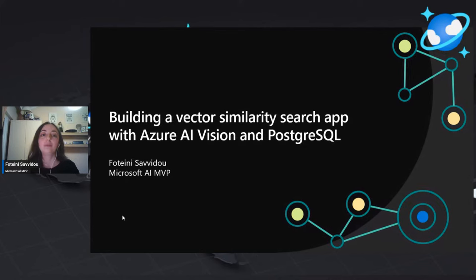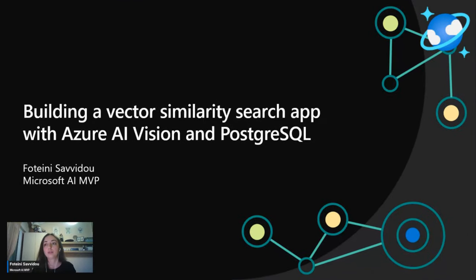So as they said, we're going to talk about vector similarity search using Azure AI Vision and Azure Cosmos DB for Postgres.